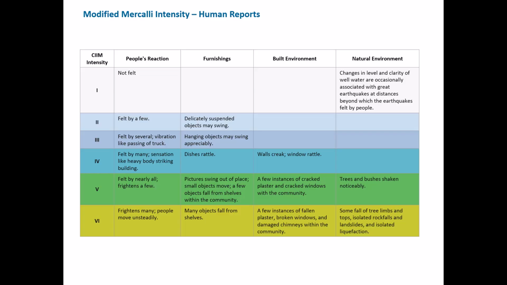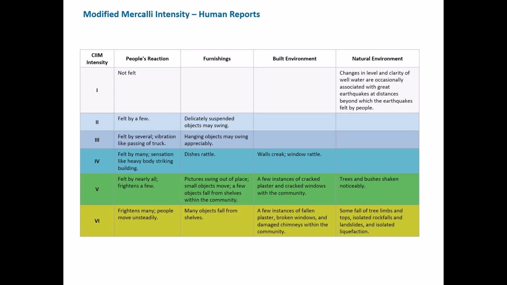Now we're up to 4. Now many people are going to feel it. Dishes are rattling, walls creaking, so forth. Windows rattling. Get up to 5, felt by all. Now people are starting to get a little worried and concerned. More objects moving around, falling down, falling off shelves. More. We got some cracked plaster, cracked windows, trees and bushes shaking noticeably.